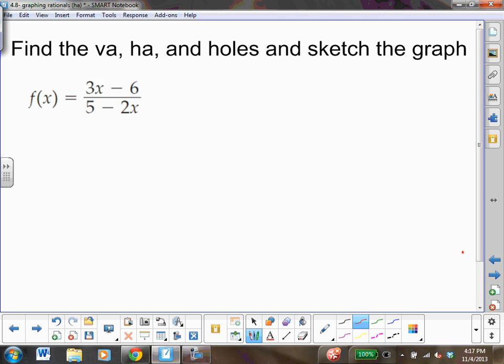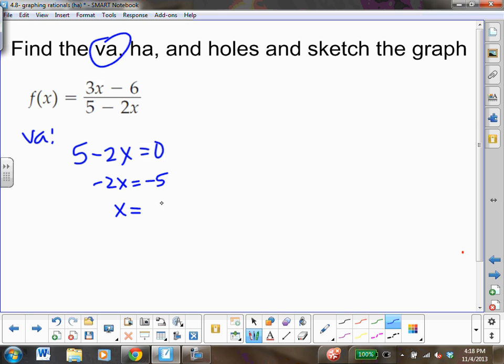So let's first off determine our vertical asymptotes. Our vertical asymptotes occur where the denominator equals 0, where the function is undefined. So I will set the denominator equal to 0, subtract the 5, and then divide by -2. So I have this particular function where it is undefined at x equals 2.5.